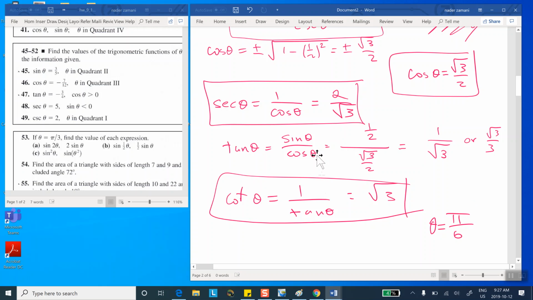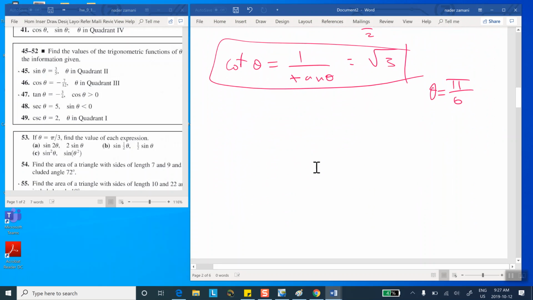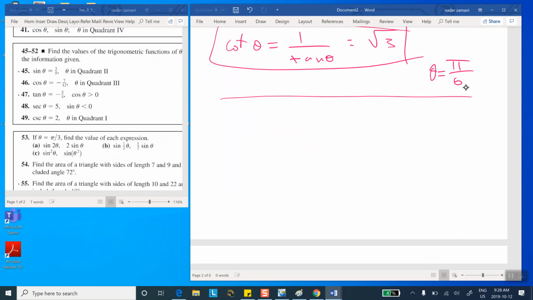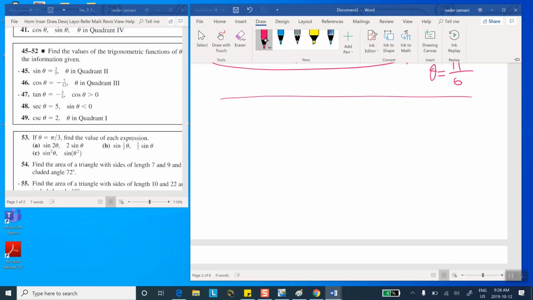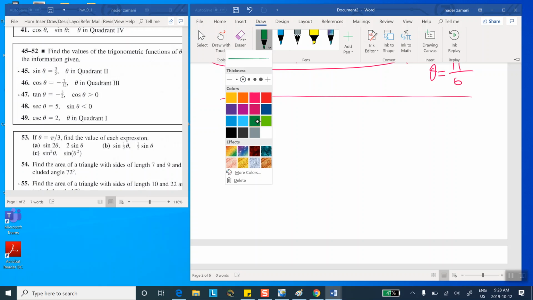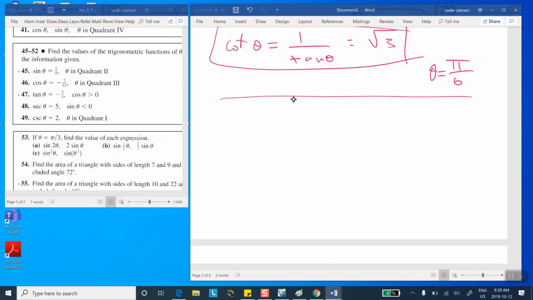Okay, so let's go to 53. These are very simple problems. Let me change the color here. I'll use green. Okay, good. So it says, this is 53, if theta equal to pi over 3, find some of these things.